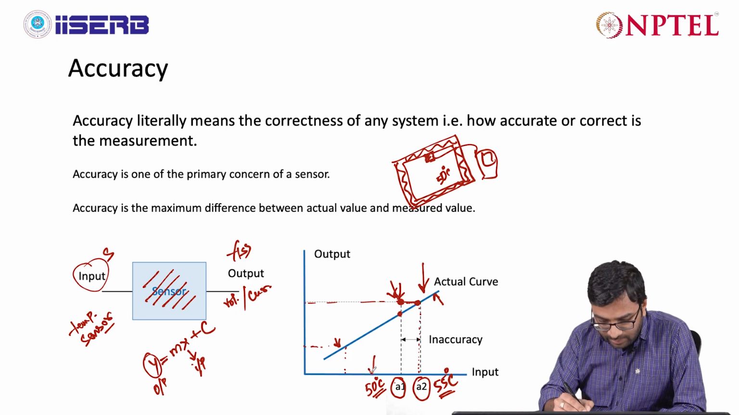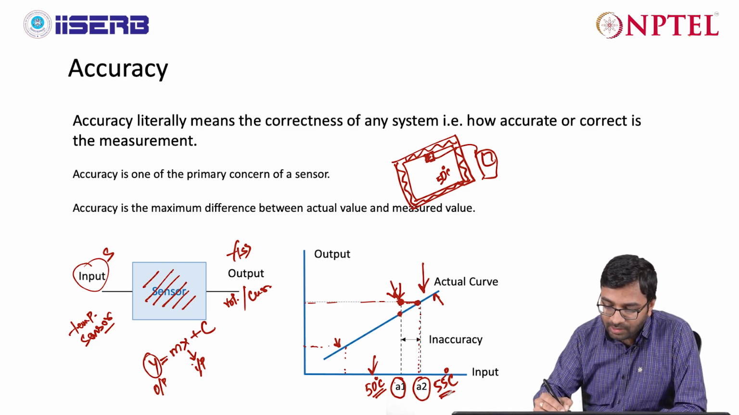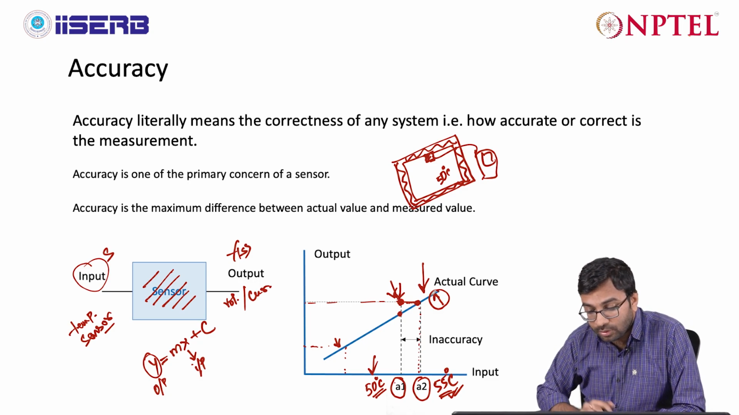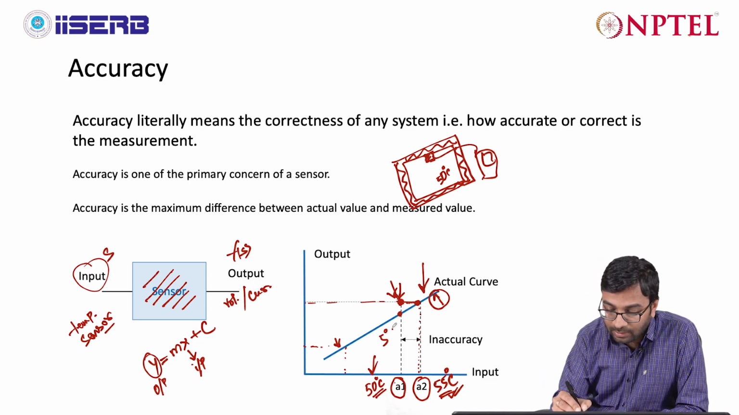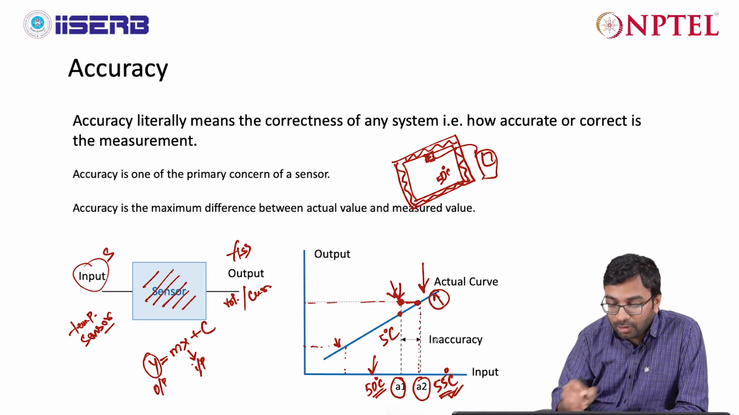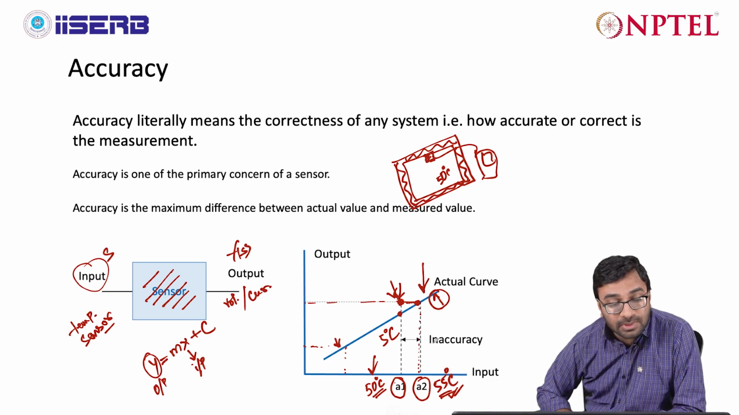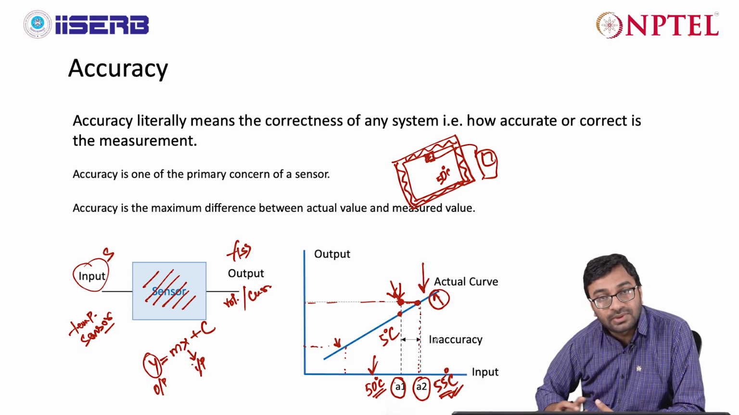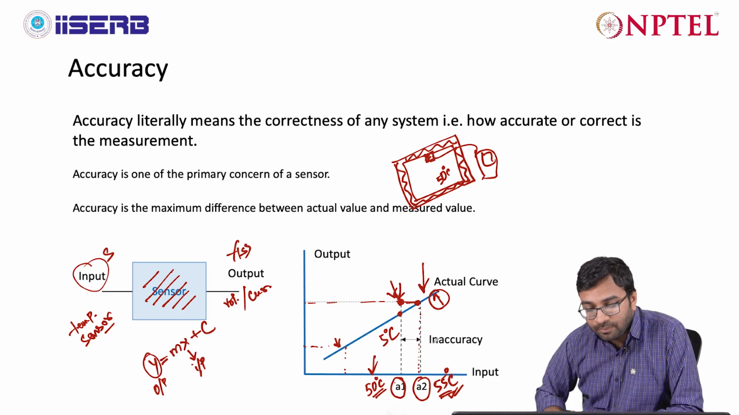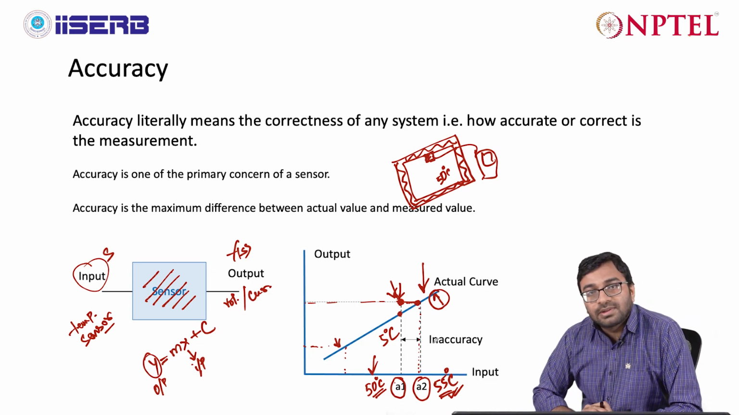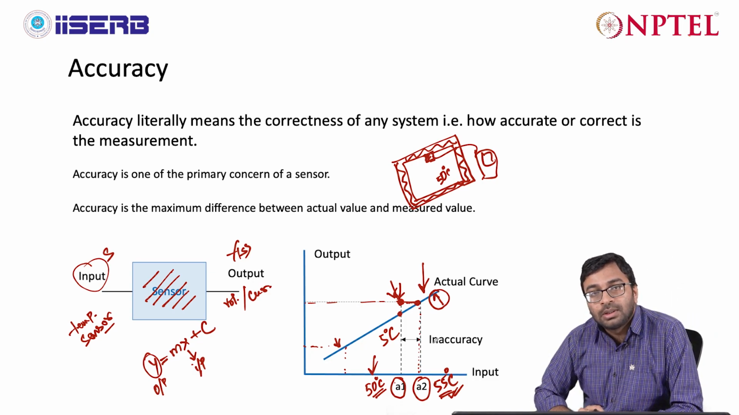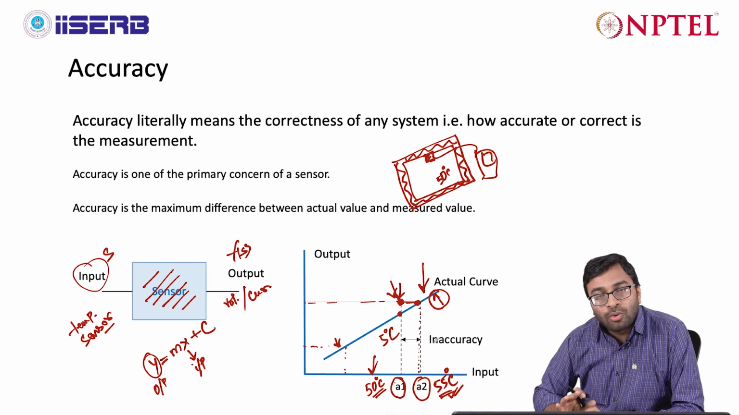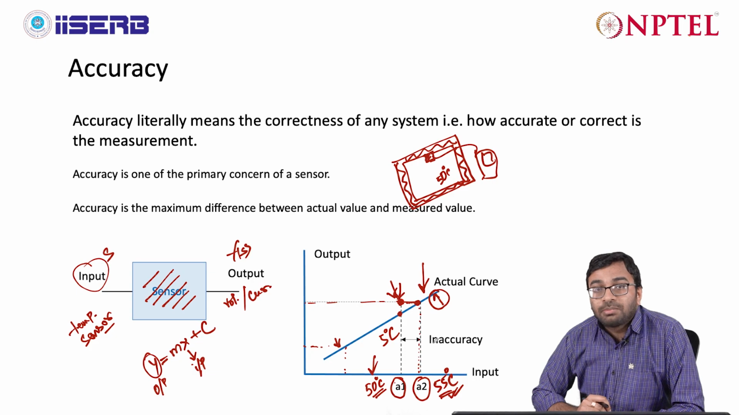You are measuring 50 degrees centigrade, but the output you received indicates 55 degrees centigrade as per the actual curve. So there is an inaccuracy of 5 degrees centigrade. This inaccuracy is something that we need to measure. So accuracy basically is a measurement of inaccuracy. We first determine the inaccuracy associated with a system, and then we define the accuracy. The accuracy of a sensor should be very high. Usually we want a 100% accurate sensor, so that there is no error associated with the sensor measurement. But in practice, you will find achieving 100% accuracy is very difficult.